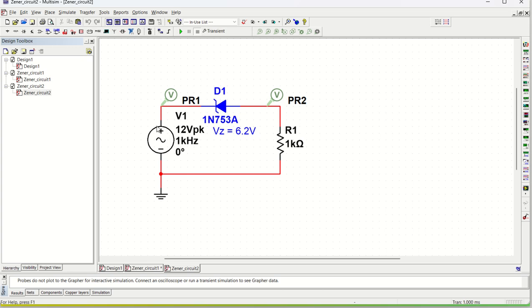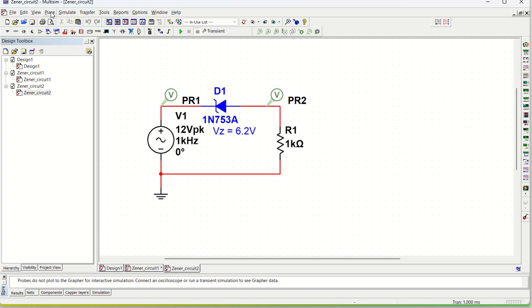So I have one circuit which you can see, the Zener diode is placed like this. So this will be in breakdown, then only it will allow this particular input to pass. So I have taken a 1 kilohertz 12 volt peak source. This is my AC source.